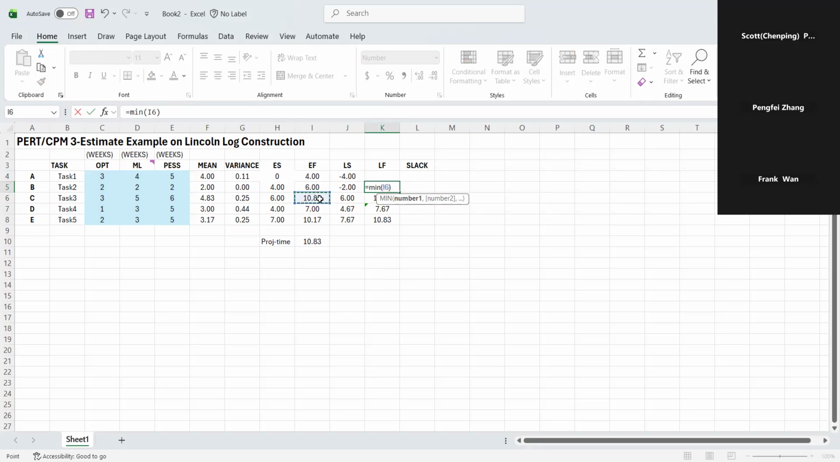C and E is the immediate successor's earliest finish time. And A is a predecessor of B and D. So you take minimum again. And done.